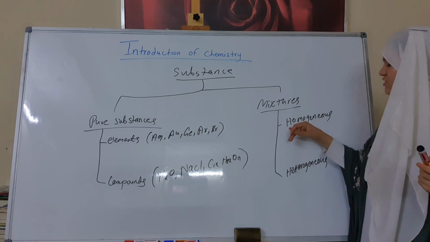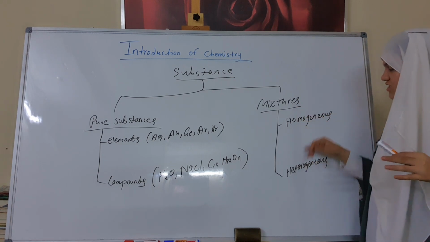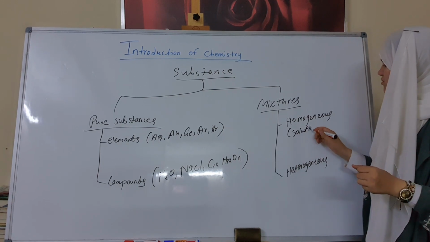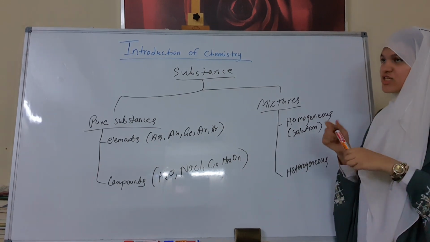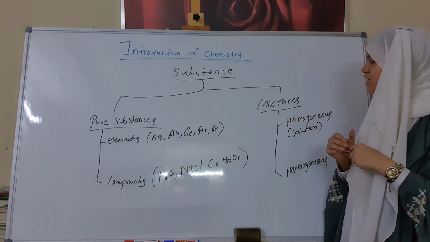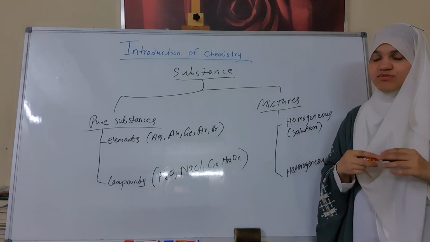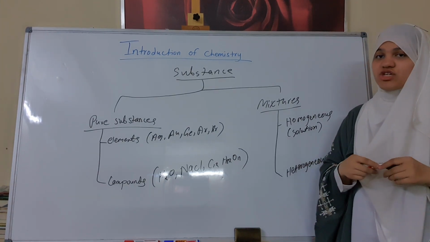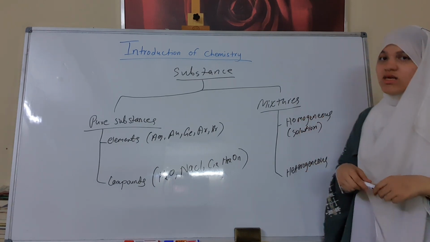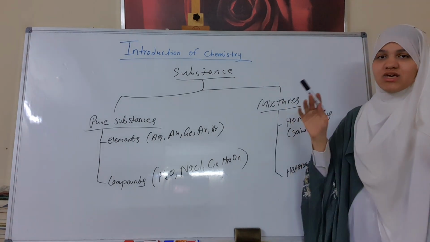But for mixtures, there are also homogeneous and heterogeneous. Another name for homogeneous is solution. So whenever the question asks you to identify whether this mixture is a solution or heterogeneous, the meaning of solution is homogeneous, okay? So what's the difference between homogeneous and heterogeneous? Maybe the first thing you will notice is that the spelling is different.